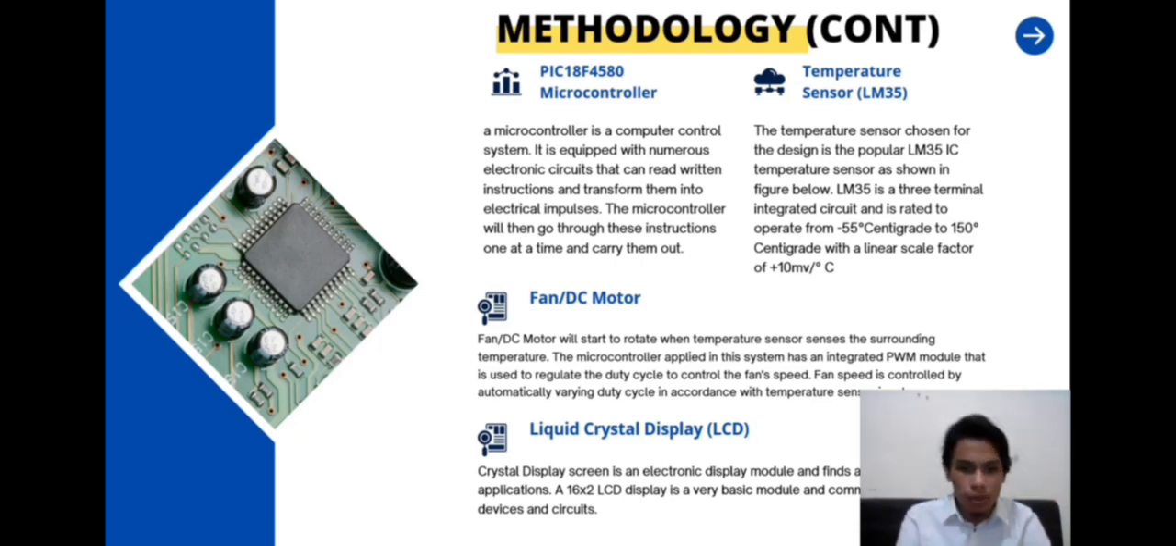And the last one, we use a liquid crystal display, which is LCD. So the LCD screen is an electronic display module and finds a wide range of applications. A 16/2 LCD display is a very basic module and commonly used in various devices and circuits.